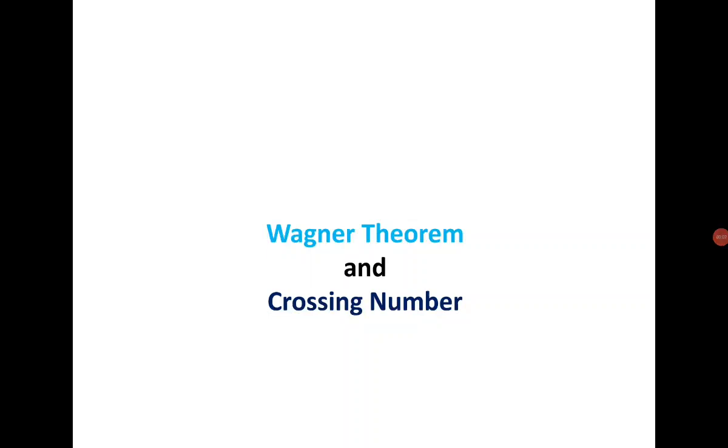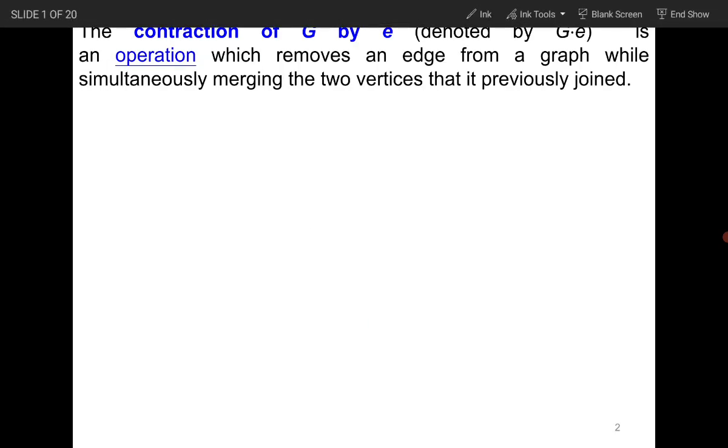Good morning everyone. So in the last class we talked about Kuratowski theorem, which gives us a method to check the planarity of a graph. Today we are first going to talk about Wagner's theorem, which again is going to give us a method to check the planarity of a graph. And after that we will introduce the concept of dual graph as well as the crossing number of the graph and how do we compute the crossing number of a graph.